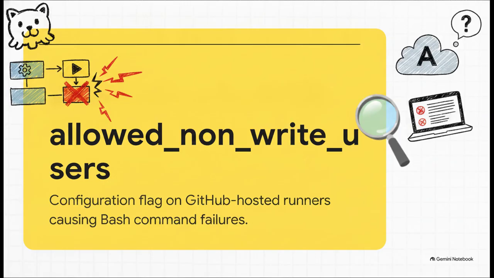First up, let's look at this specific configuration flag, allowed_non-write_users. If you use GitHub Actions to automate your software workflows, you might actually recognize this one. It's a config flag utilized for the Claude Code action when running on GitHub-hosted runners. If you happen to have this specific flag configured in your YAML files lately, you might have been scratching your head, wondering why your automated testing and deployment suddenly hit an absolute brick wall.